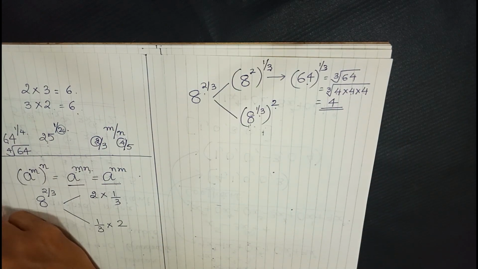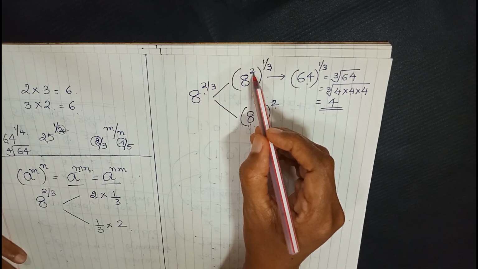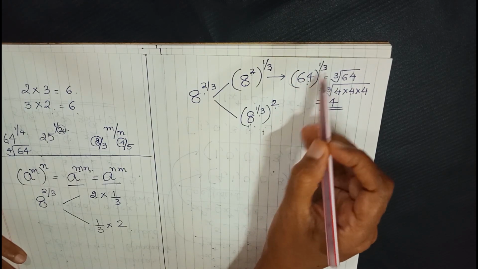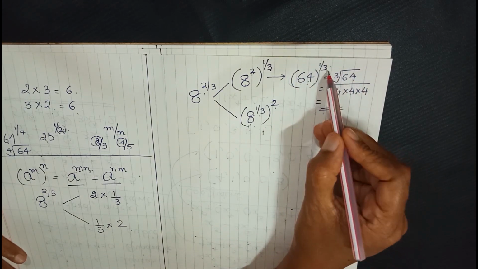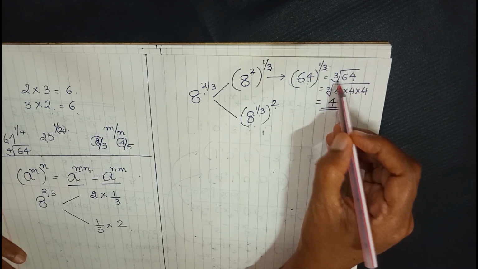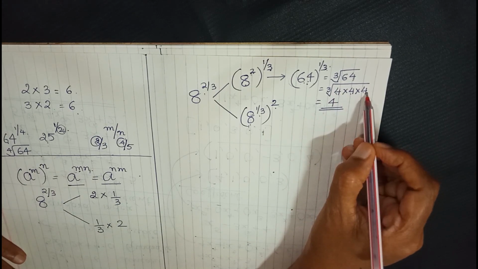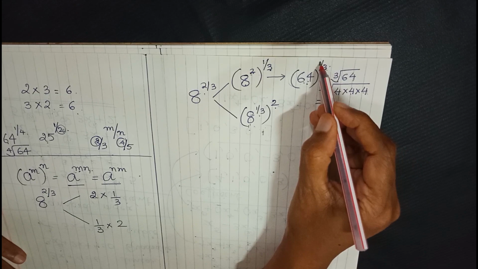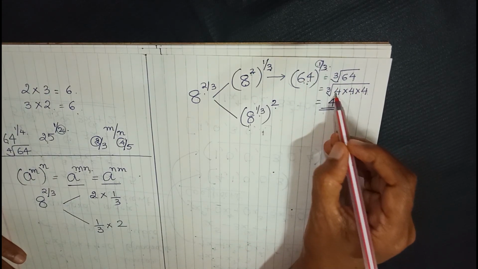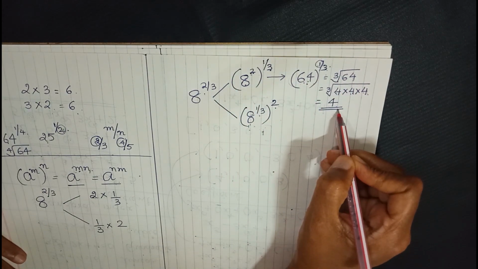Right? Did you understand? Let's repeat what we did. 8 square. That means 8 into 8. 8 into 8 is 64. I have solved the bracket. Now 64 raised to 1 upon 3 means what? Cube root of 64. And how do you find cube root of 64? Divide the 64 into 3 equal parts. That is 4 into 4 into 4. And we take it out once because you can see 1 part out of 3. So 1 part out of 3 is 4. So when we solve it this way, we are getting the answer 4.